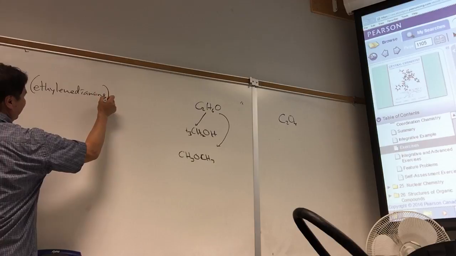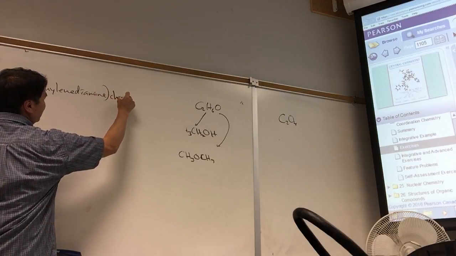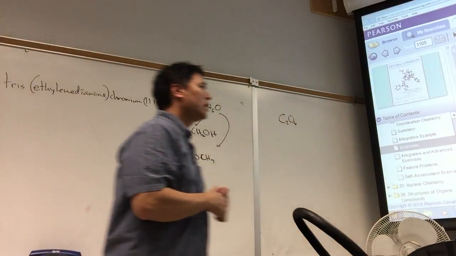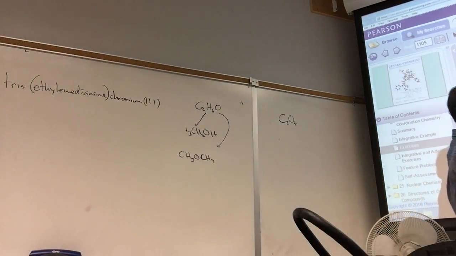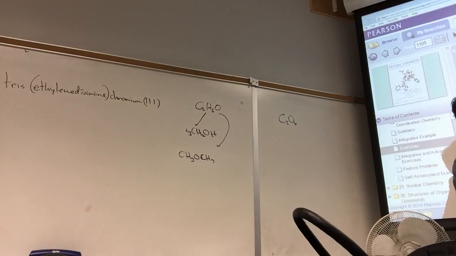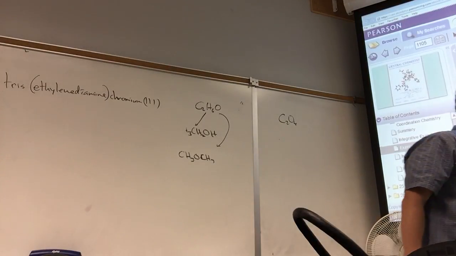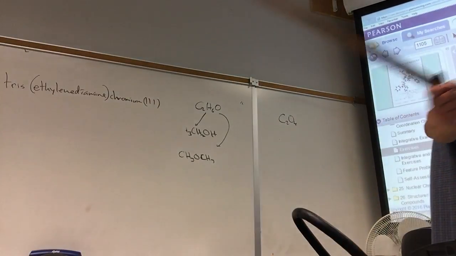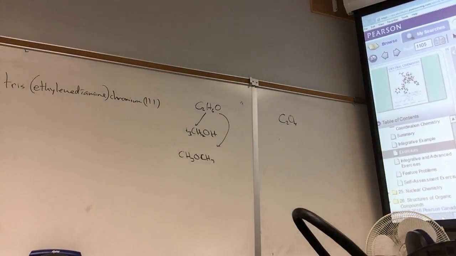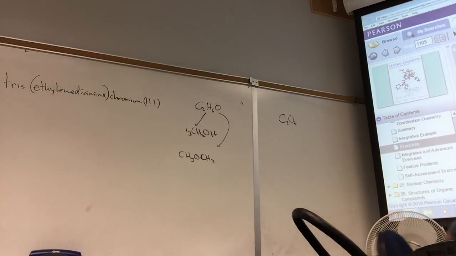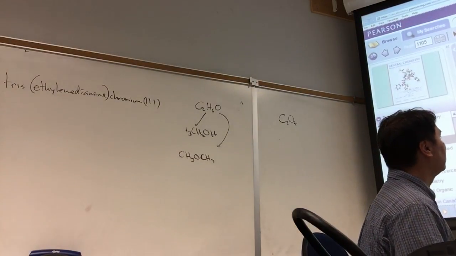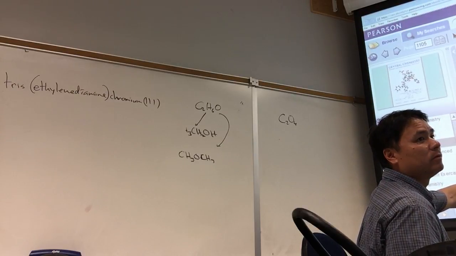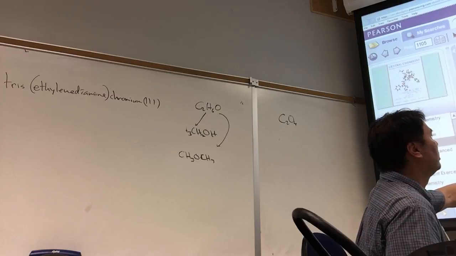Tris ethylene diamine chromium 3. Is that a 3 coordinate? No, ethylene diamine is a bidentate ligand. So this is actually going to be an octahedral complex, because we have 3 ethylene diamines, each of which bites in 2 places as a bidentate ligand. So there are going to be 6 bonded atoms to chromium, which gives us a coordination number of 6.